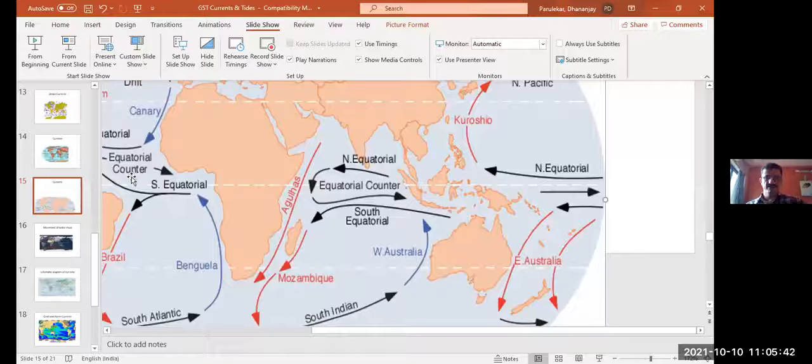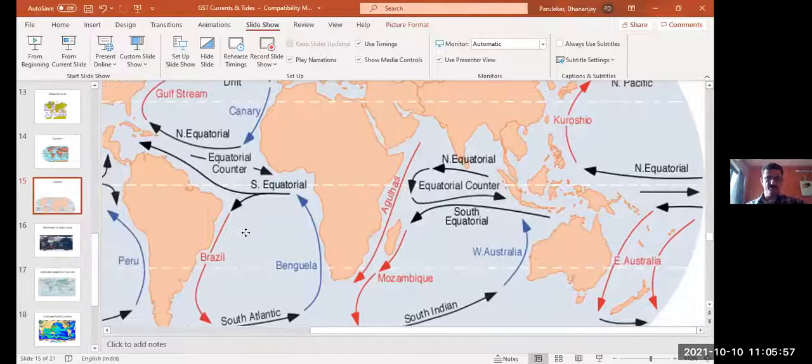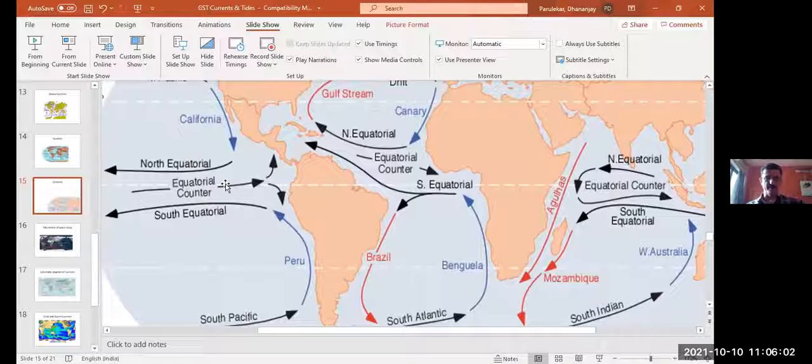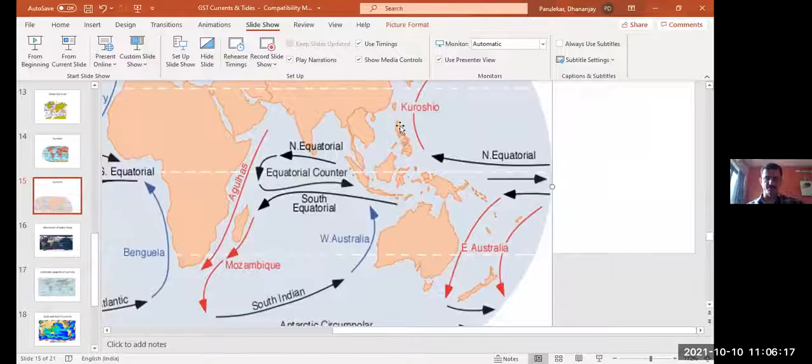Sharif, how much? Yes, sir. You are correct. Sharif, you wrote north equatorial current, south equatorial current, and equatorial counter current. So you wrote in the Pacific. Same way in the Atlantic, write it three times. This is your South China Sea. North equatorial current, south equatorial current, and equatorial counter current.